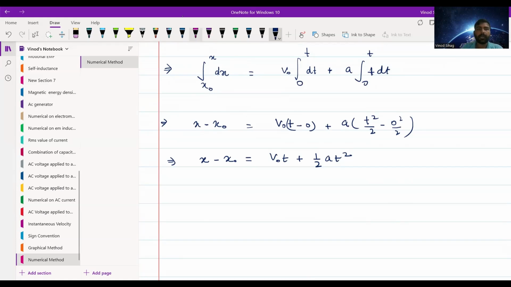So that's how we have derived these two equations, and now we are going to derive the third equation of motion as well.